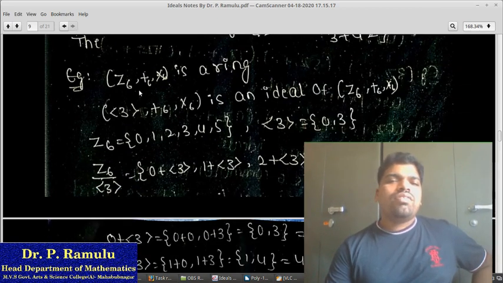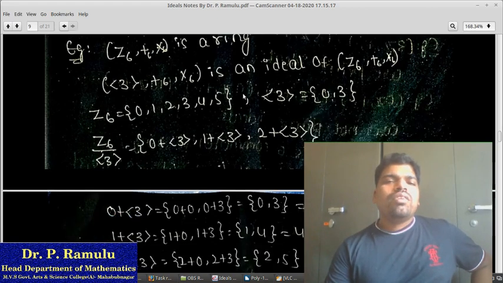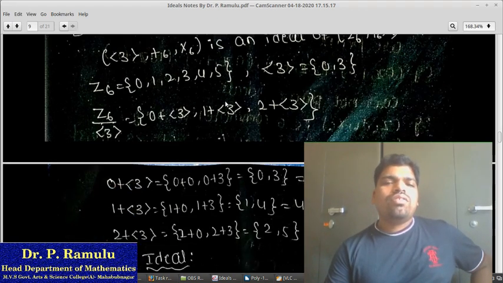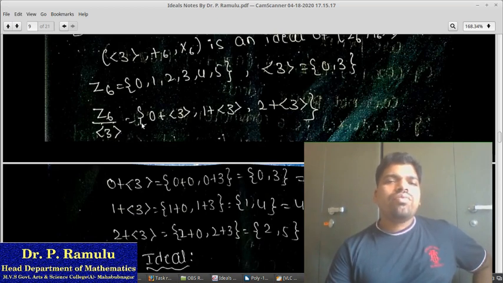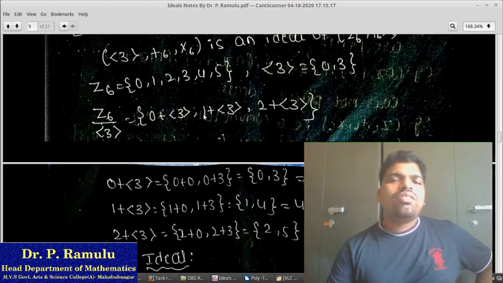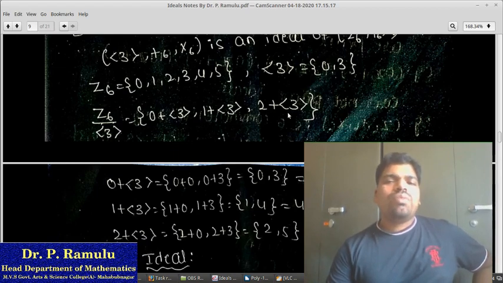If I take Z6 with addition modulo 6 and multiplication modulo 6, it is a ring. The ideal generated by 3 in Z6 with addition modulo 6 and multiplication modulo 6 gives the factor ring Z6 by the ideal generated by 3, which is 0 plus the ideal generated by 3, 1 plus the ideal generated by 3, and 2 plus the ideal generated by 3.